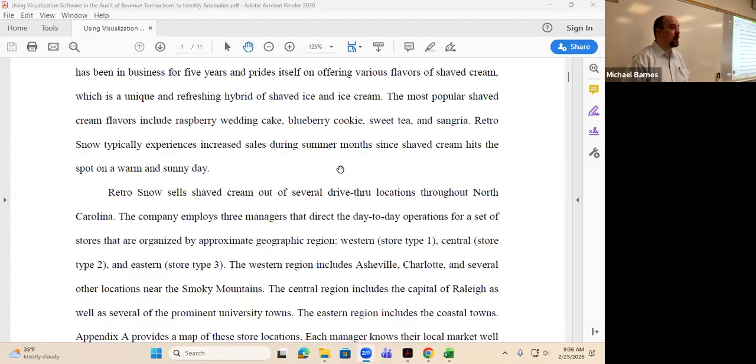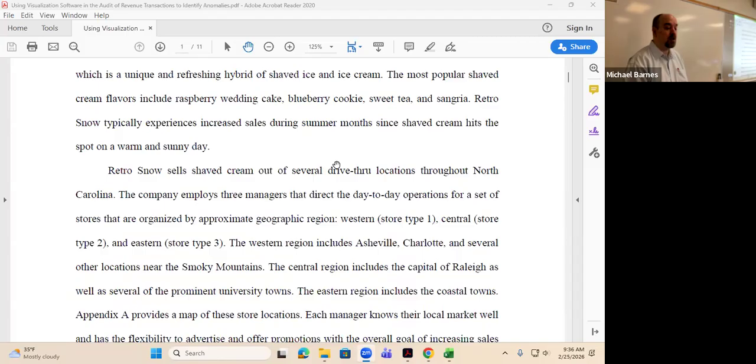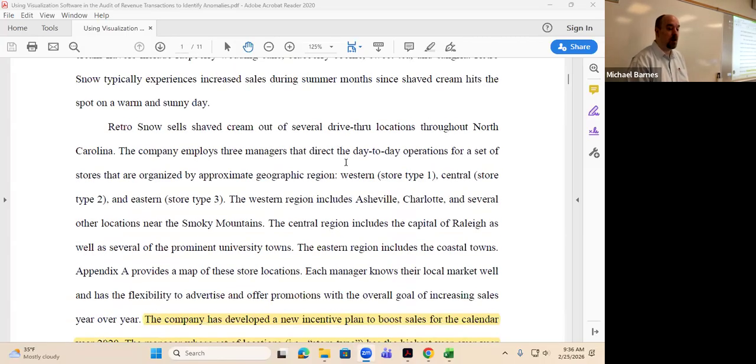Obviously, it sounds like narrative, but it actually does drive some of the things that we're going to be talking about. So, several drive-through locations throughout North Carolina. There are three managers that operate the day-to-day operations, and there are three geographic regions. Now, the regions are really important because not all the regions operate the same way. And this is something we're going to scrutinize a little bit, both in the analysis and the visualization.